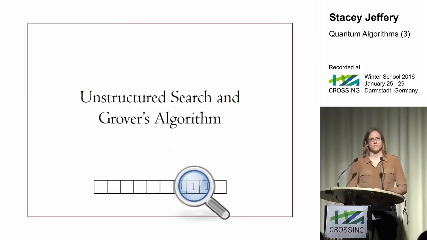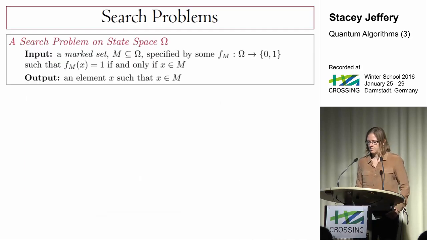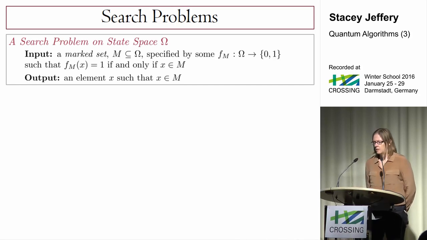Okay, so let's just jump into the first part of my talk, which is on unstructured search and Grover's algorithm. So the problems that we're going to be talking about today are search problems, and search problems are a very, very general kind of problem. They have the structure shown here. So the input is some marked set, which is a subset of some universe Omega. So Omega is just any finite set.